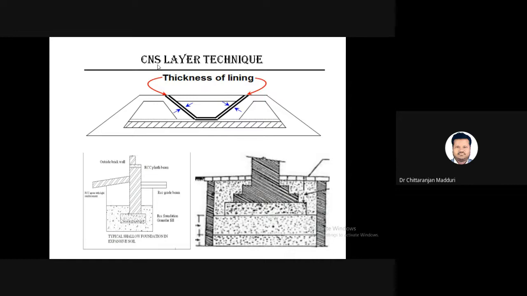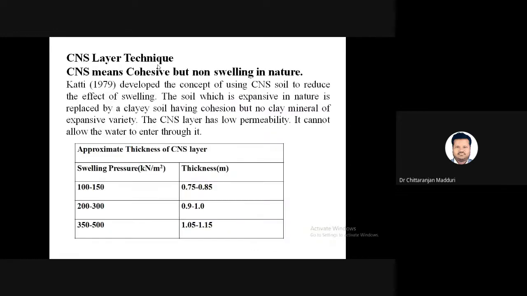That's why it should be cohesive soil. It should have low permeability, and at the same time it should be non-swelling in nature. So it should have cohesion and also it should not swell. So it is called cohesive non-swelling soil. The CNS layer technique: CNS means cohesive. The soil is cohesive but non-swelling in nature.